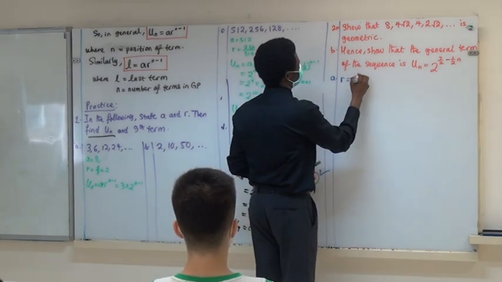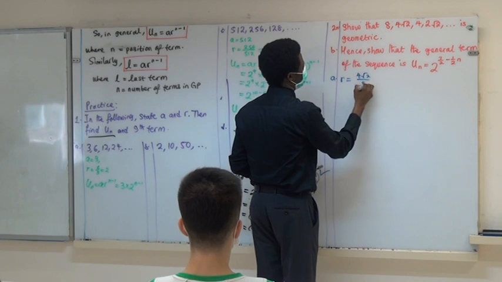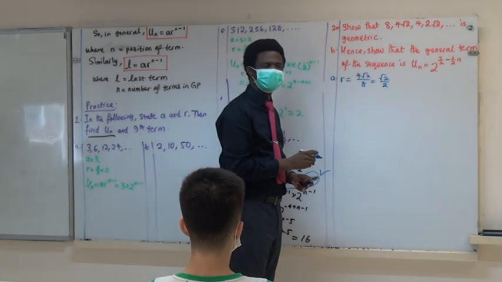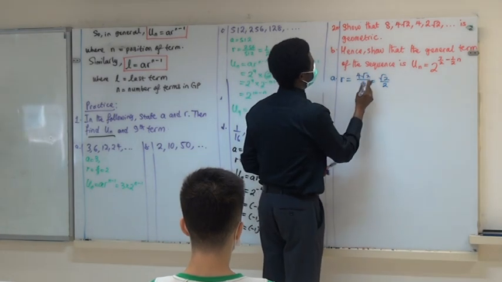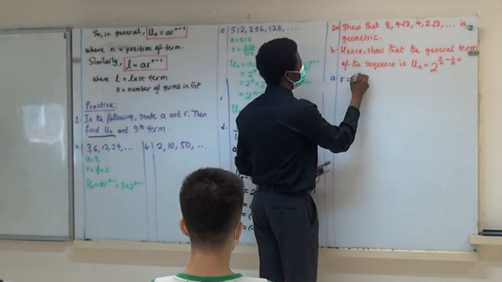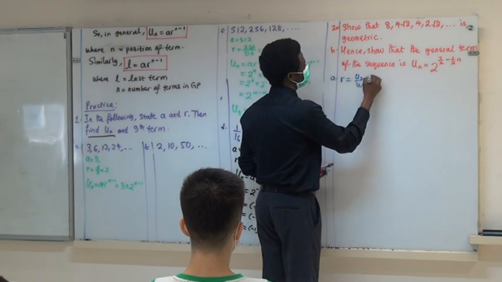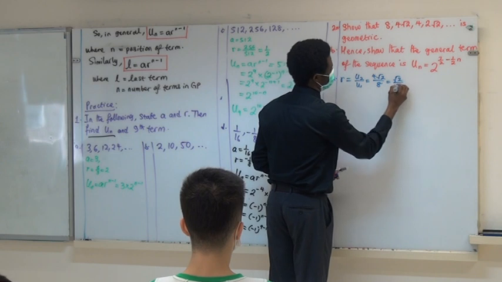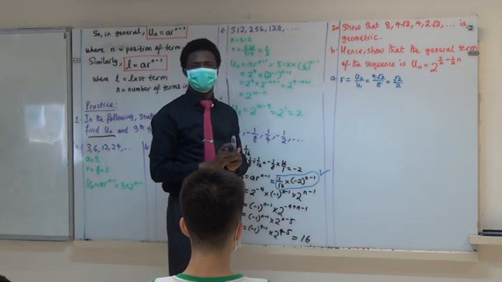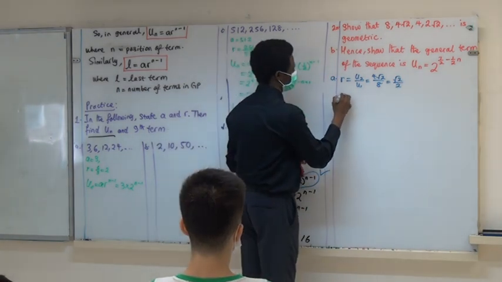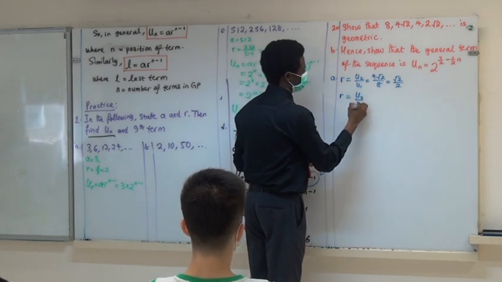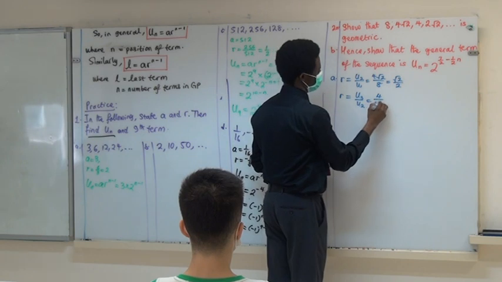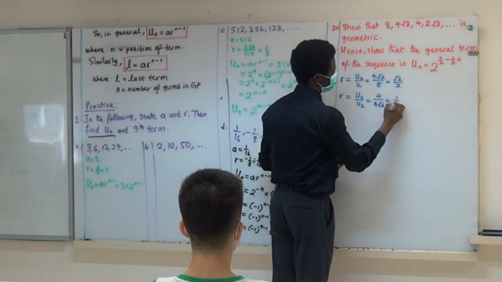So we have 4 root 2 divided by 8, which is root 2 divided by 2. Okay? So basically this is using u2 divided by u1. 4 root 2 divided by 8, root 2 divided by 2. I can also say r is u3 divided by u2. u3 is 4, divided by u2, 4 root 2. I get 1 over root 2.